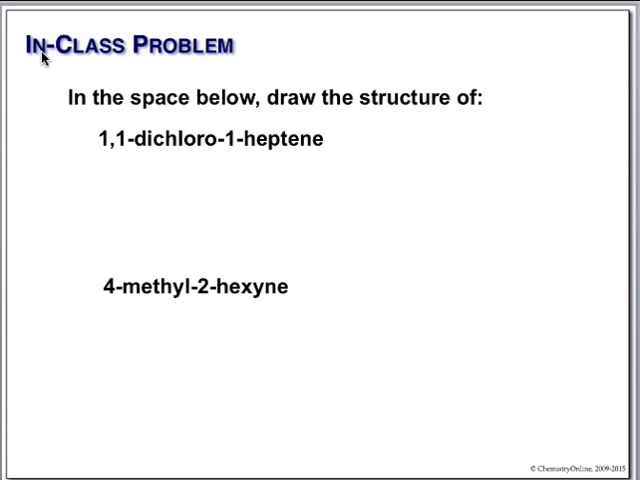So the way I would do it is to simply draw something like this. It's our 7 carbons, and I put my double bond here in carbon 1. This is also a 1,1-dichloro, which means that on this carbon, carbon number 1, we're also going to have 2 chlorines. So it should look something like this. 1,1-dichloro, 1-heptene.